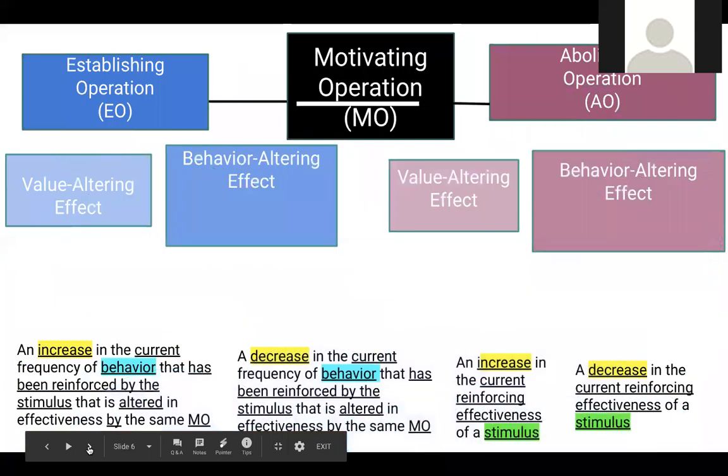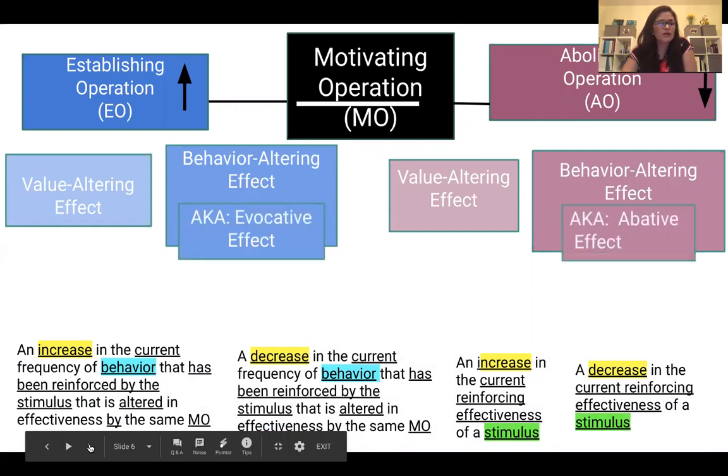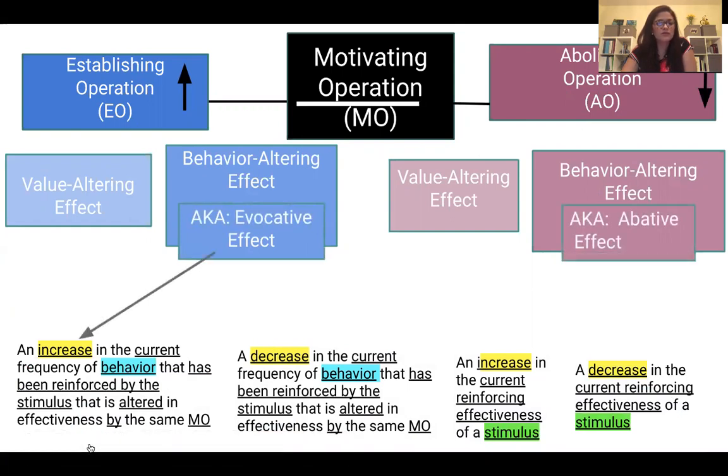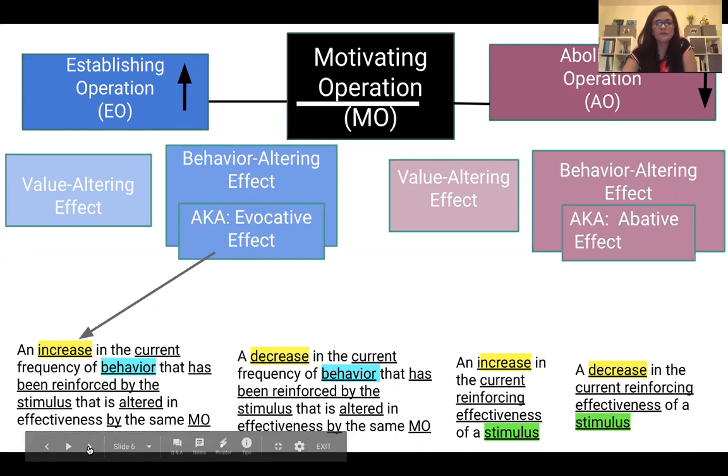The fluency, we already covered this. Let me just go through it fast. Okay, so here's the one that you said first. Let's go to the second one. A decrease in the current frequency of behavior that has been reinforced by the stimulus that is altered in effectiveness by the same MO. Behavior altering evative effect. Nice, I like the way you said it.